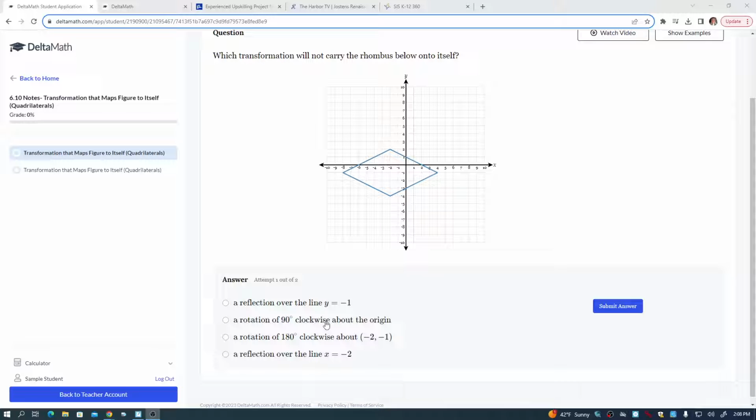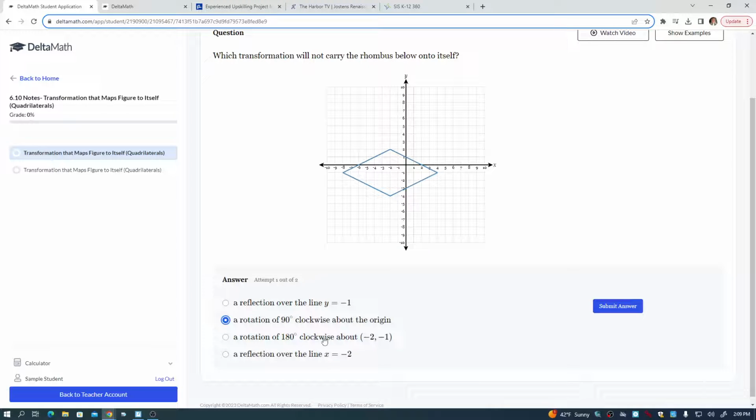A rotation of 90 degrees clockwise. So if I were to take this point and spin it 90 degrees, it would put it somewhere here where this shape would now be a little bit taller, or look up here. So that one should not work. Let's just see what this says.